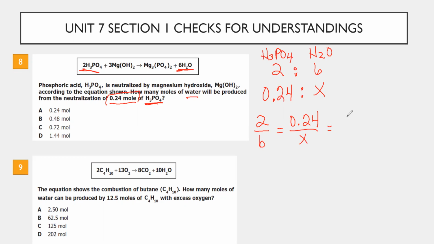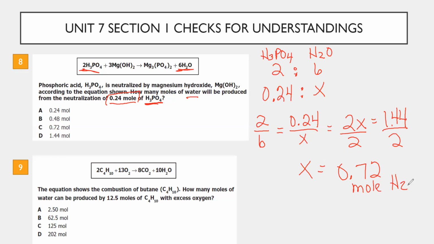This is going to give you 2 times x, and 6 times 0.24 is going to give you 1.44. Divide by 2 to solve for x. X is going to equal 0.72 moles of H2O. And 0.72, is that what I said? I think that's what I said. I wrote it. 0.72 moles.